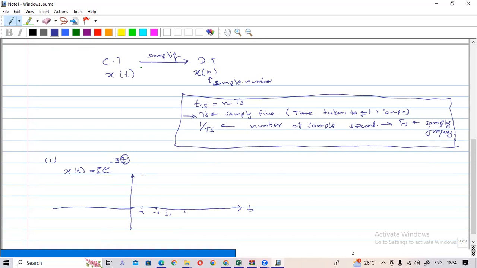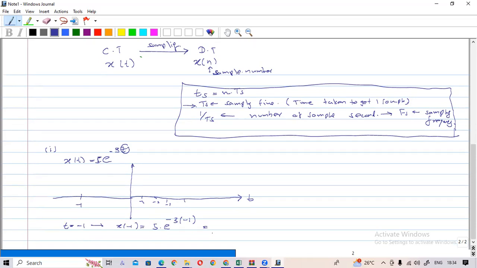For example, I am taking t is equal to -1. Okay, now I am getting 1 point. T is equal to -1, so that means x(-1) I am going to evaluate. So it will be 5 e to the power minus 3 into 1, where t is minus 1. Now I can find this value.